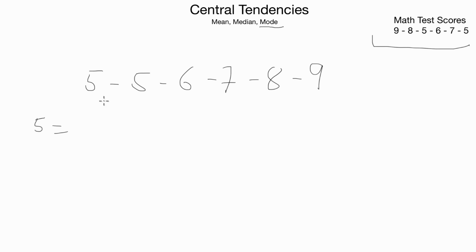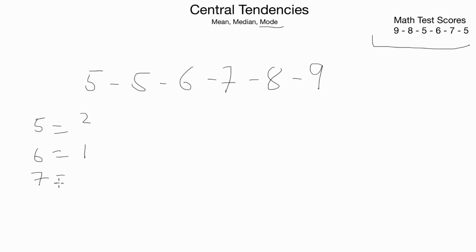The mode is the most frequently occurring score. And to find the mode, we'll again numerically sort our list. So we've got 5, 5, 6, 7, 8, and 9. Now we need to find which score occurs most frequently. So 5 occurs twice. 6 occurs only once.